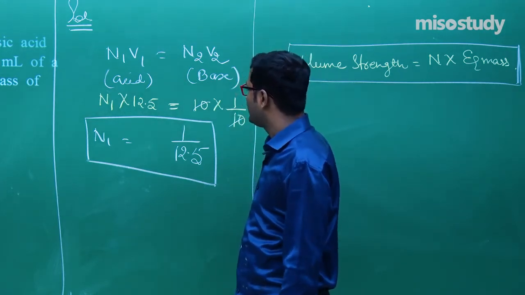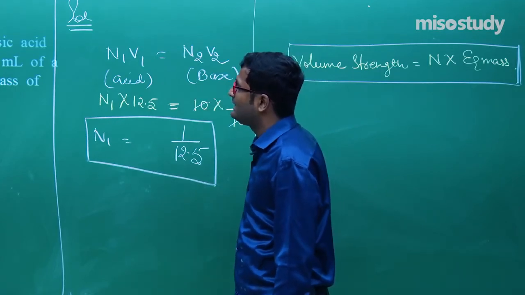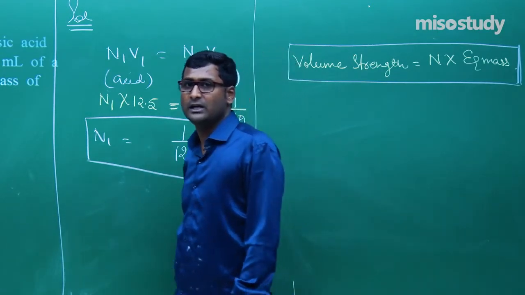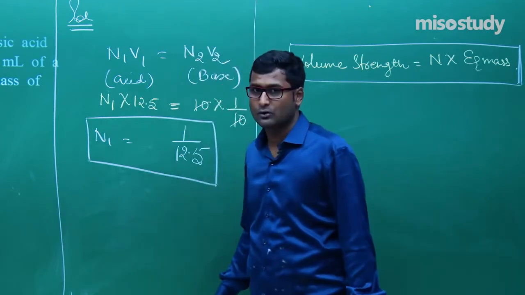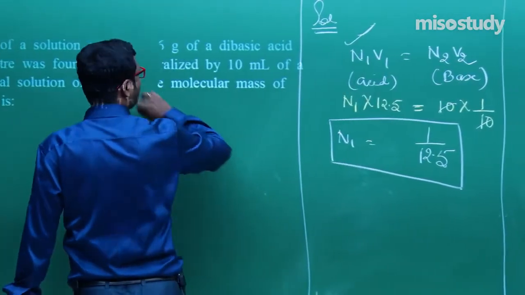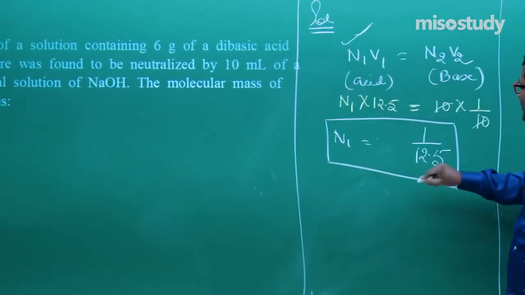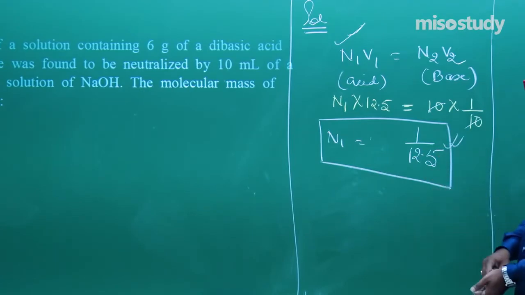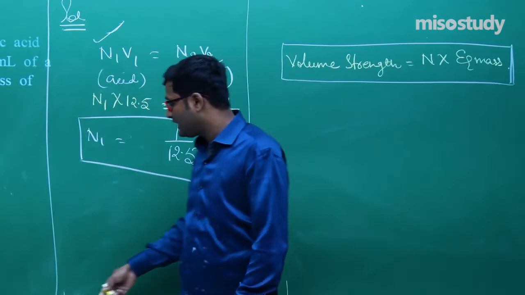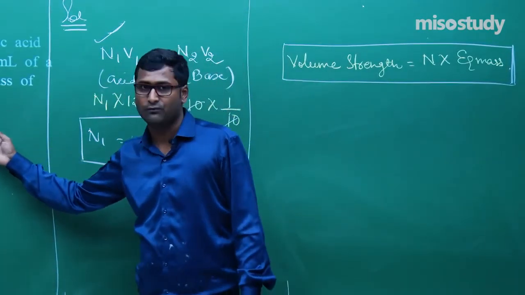And what is volume strength? Tell me. 12.5 ml of a solution containing, tell me quickly, friend, it's your turn. How to solve the question? Think on it. That is N1V1 is equal to N2V2. This one is N1. N1 is equal to 1 upon 12.5, and volume strength is equal to N into equivalent mass. How to solve such a question? How to put the value? I'm giving you a few seconds.